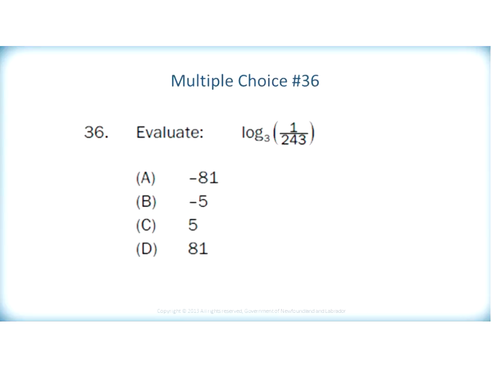So let's evaluate a log. There are a few ways to do this. We can do it using the same base. So if we set the expression equal to x and then change it to exponential form, where this is the base, this is the exponent, and this is the number, b to the power of e equals n, we would get 3 to the power of x equals 1 over 243. And because 1 over 243 can be written with a base of 3, that's 3 to the negative 5, then x would equal negative 5.